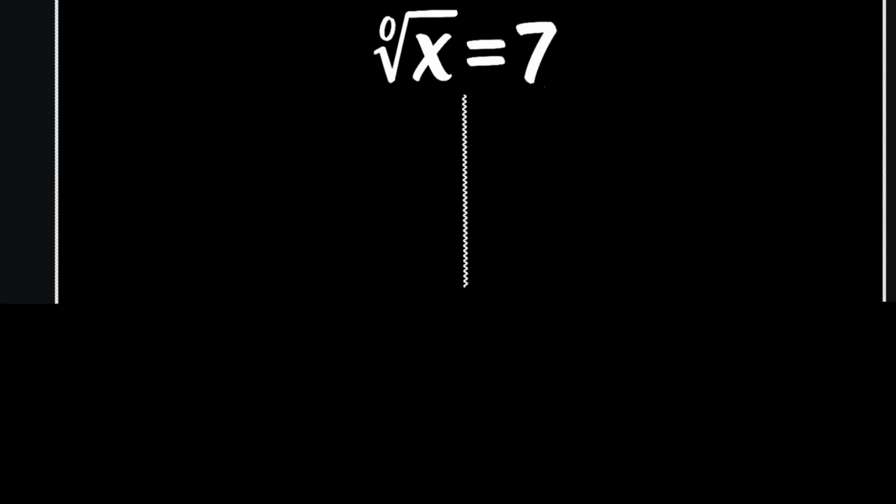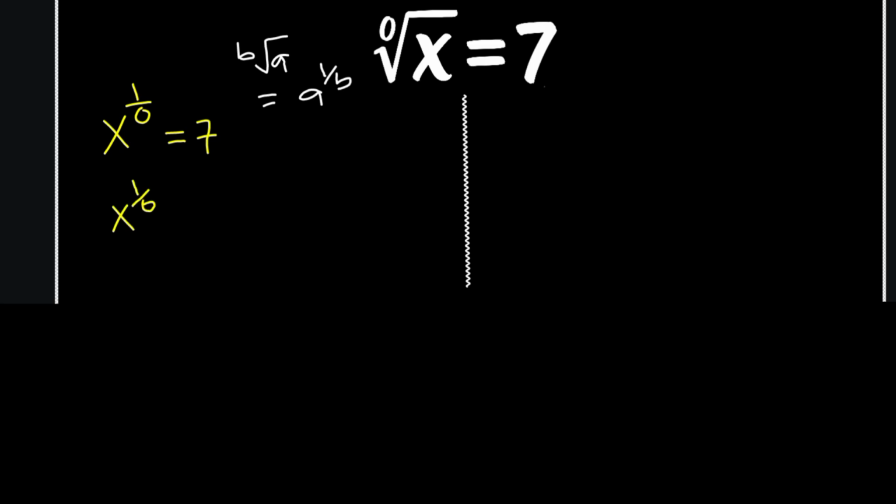Let us try to solve this really interesting equation. We'll start by converting the root to a fractional power, in accordance with the law of indices, that the b root of a is the same thing as a to the power of 1 over b. And then let us try to multiply the power of both sides by 0. Multiply this power by 0, and that equals 7 to the power of 1 times 0.